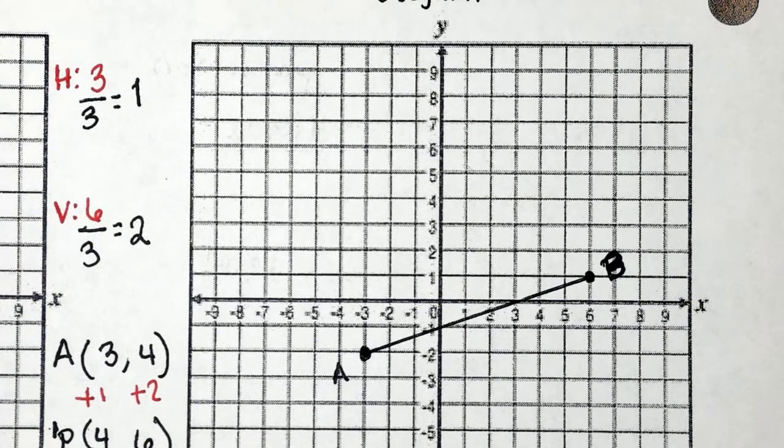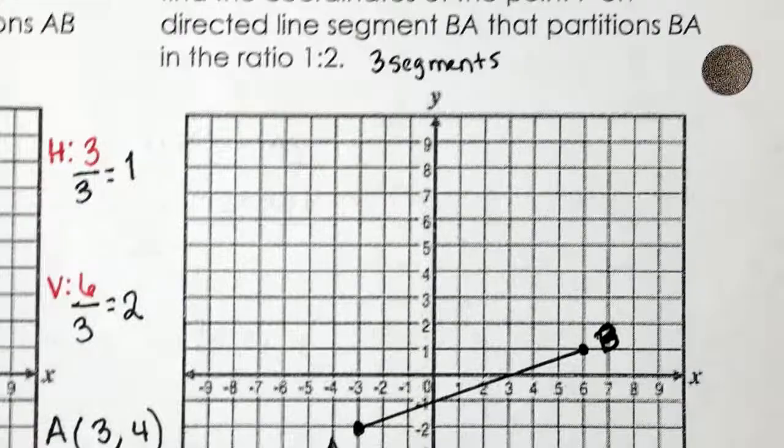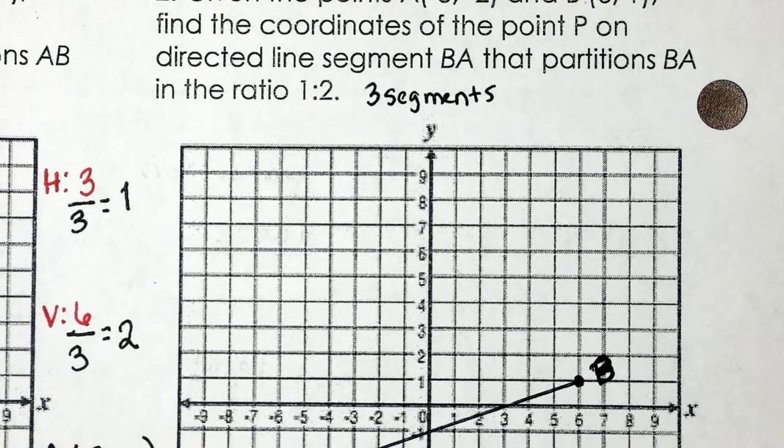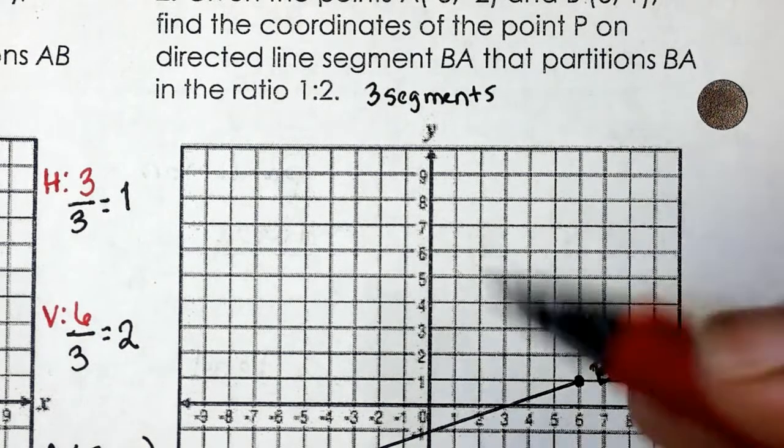Alright, we're back. So we got a line segment on here. We decided we have 3 segments. The split is 1 to 2. But the thing that you need to pay attention to if you went ahead of me is the fact that this partition is telling us to partition from B to A. So we need to be going from B to A to do our split, not from A to B. If you did it A to B, you probably got it wrong.